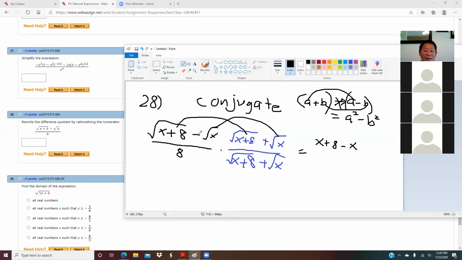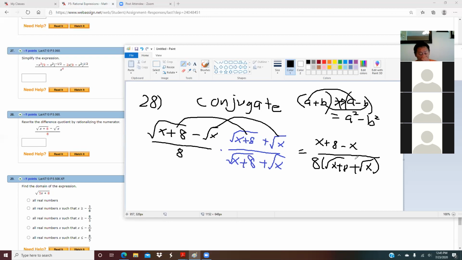Okay, so what happened when you multiply by the conjugate, especially when they have square roots like this, they will kind of negate everything out. And make sure there's a minus sign in the middle because negative times positive is negative. Now the denominator, you do not need to distribute or FOIL. You just rewrite this as square root of x plus 8 and then plus square root of x. You do not need to do anything on it.